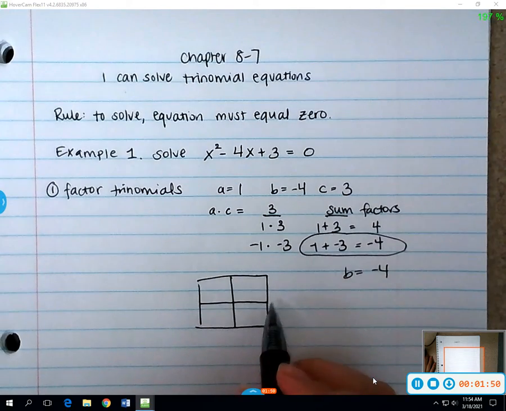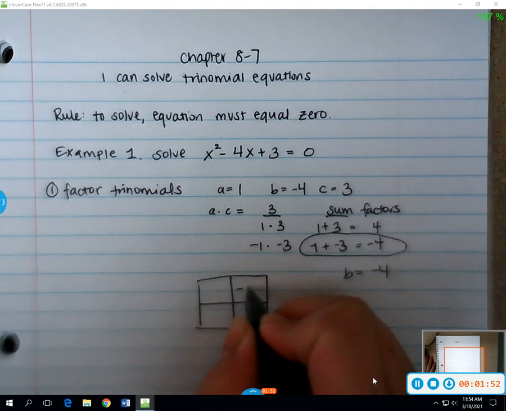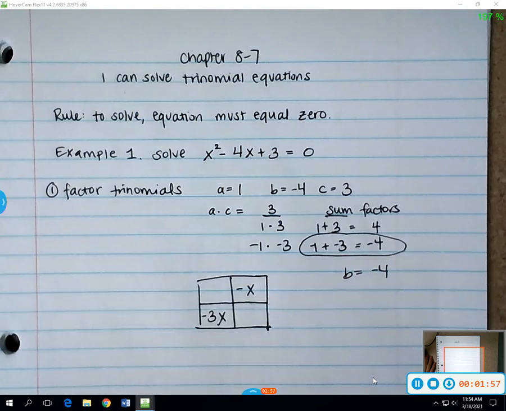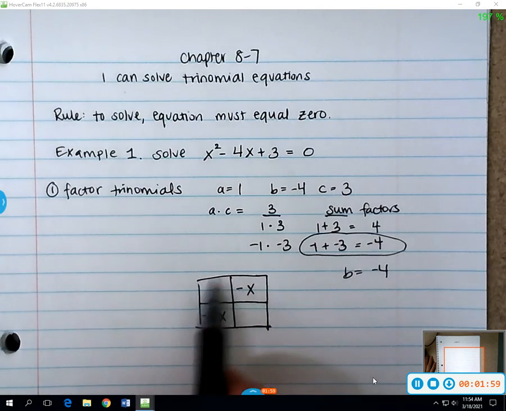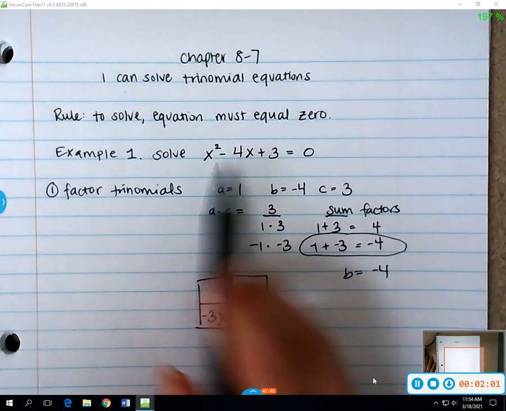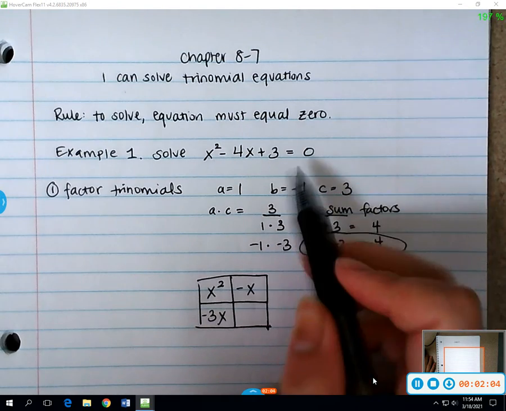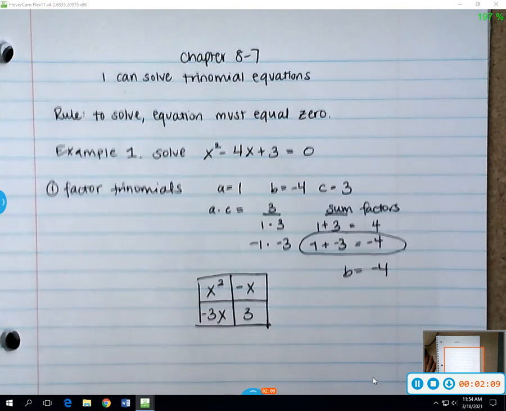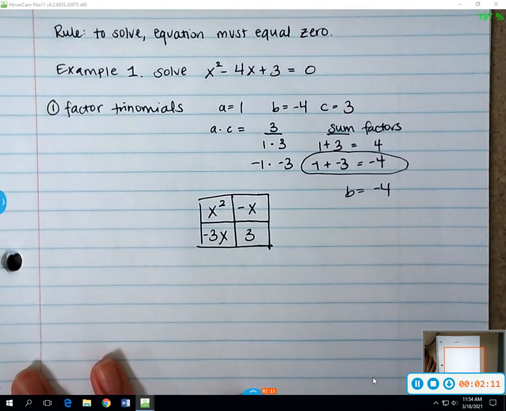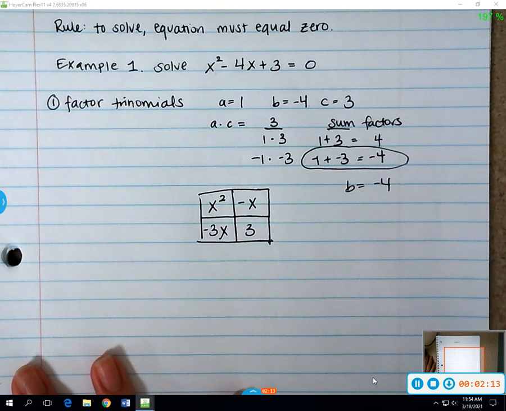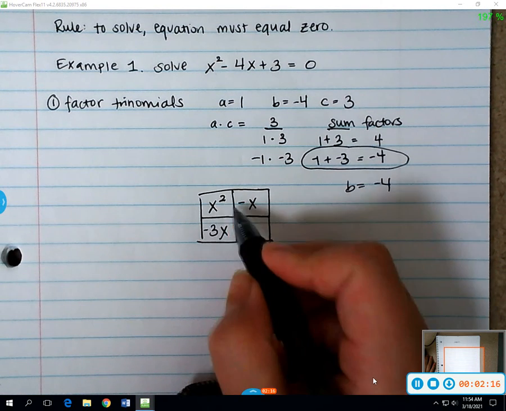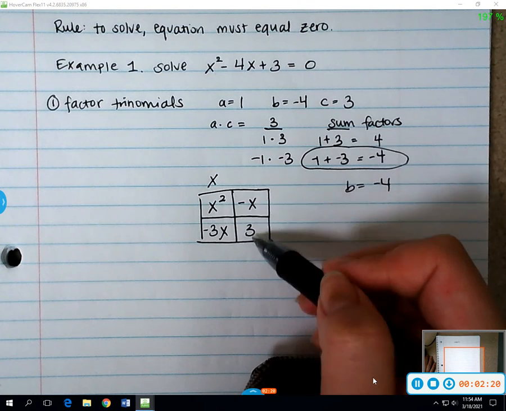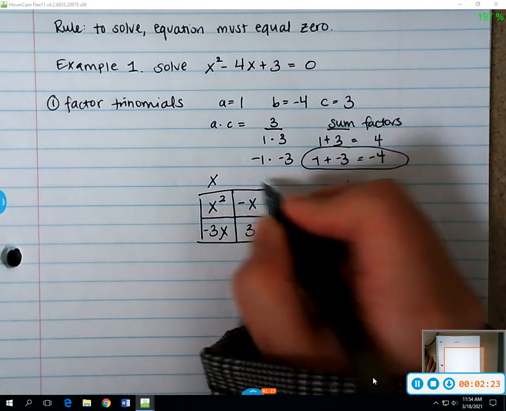Remember, in our box, we put the two factors, -1x and -3x. And then the other two boxes come from the original equation. So in this box, we are going to write the first term, which is x squared, and then the last term, which is +3, is going to go in this box. Once we fill out our box, we just write the greatest common factor on the outside. So the greatest common factor between x squared and -3x is x. The greatest common factor between -1 and 3 is 1.